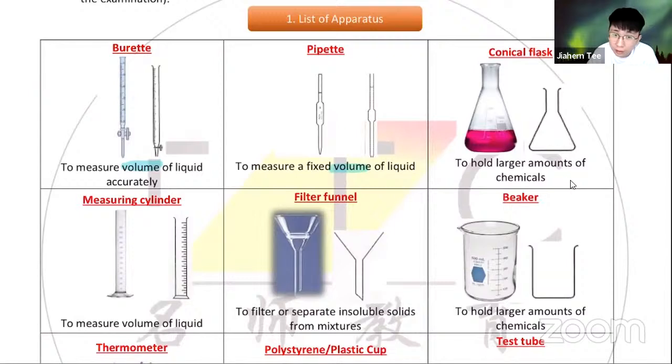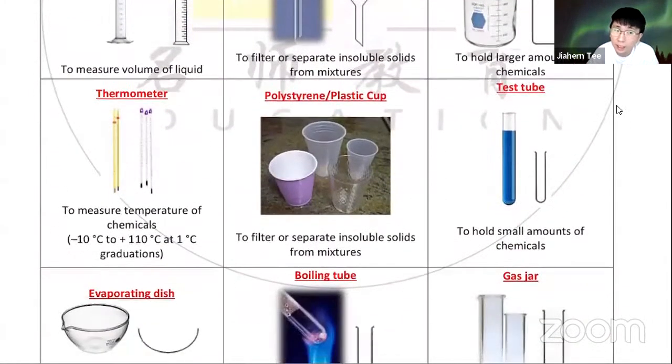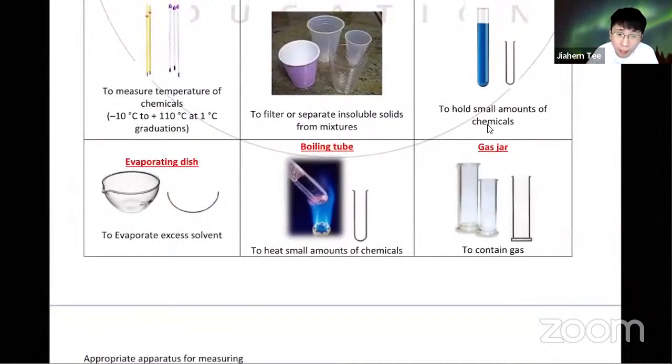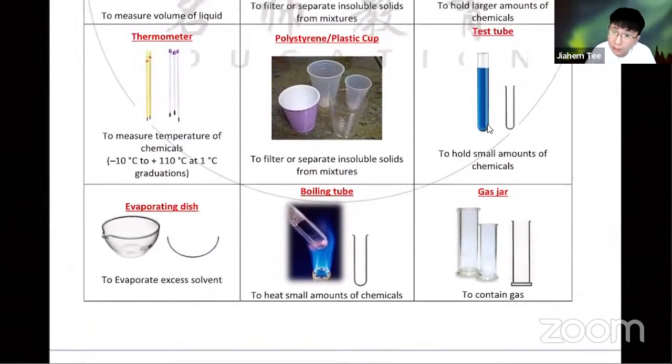Then we have conical flask to hold a large amount of chemicals, filter funnel, beaker, thermometer, polystyrene cup, plastic cups, test tubes. Okay, so of course here is just some apparatus provided to let you go through what we have. But in question number one, they always ask you to label your apparatus and the name of the apparatus, your burette, pipette and so on. So later when we do some past papers, you will realize it's actually quite easy.